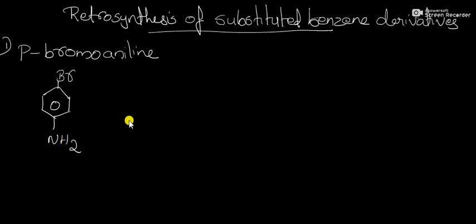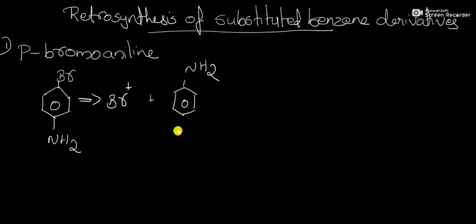This can be disconnected as Br plus and C6H5NH2 minus. These are the synthons. And what will be the source of these synthons?